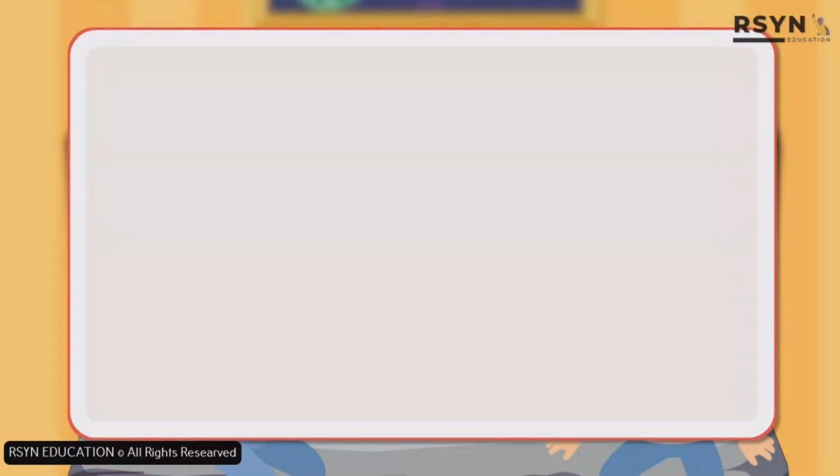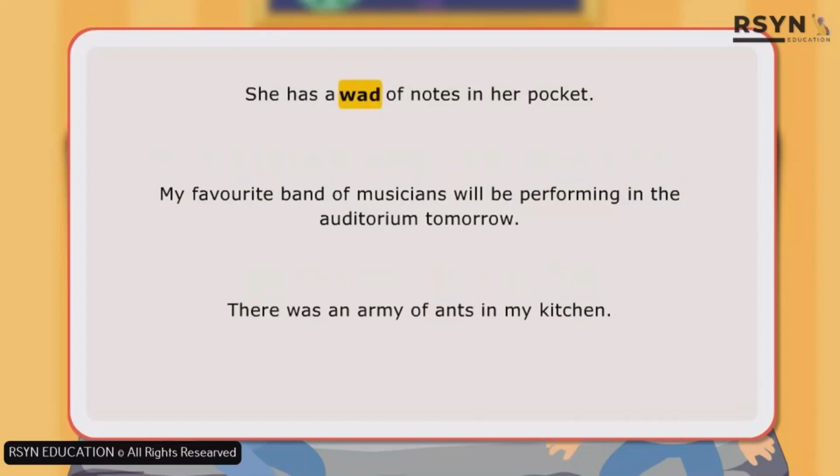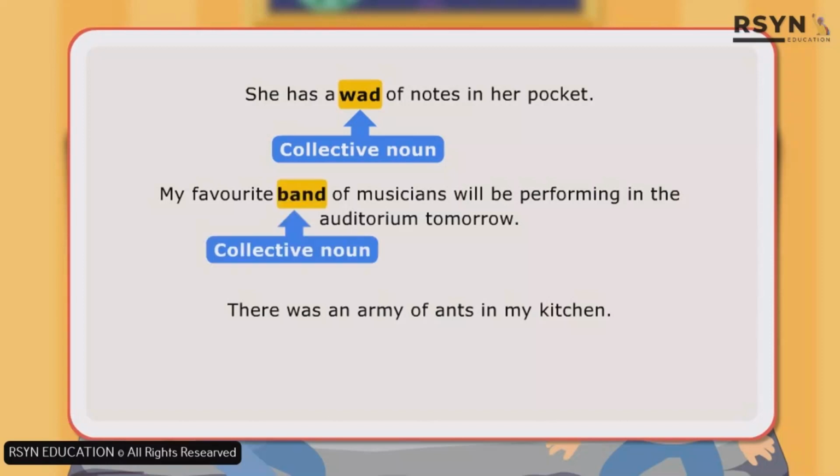Let us look at a few sentences. She has a wad of notes in her pocket. My favorite band of musicians will be performing in the auditorium tomorrow. There was an army of ants in my kitchen. In the first sentence, wad is a collective noun as it tells us about a number of notes taken together. In the next sentence, band is a collective noun as it tells us about a number of musicians performing together. In the third sentence, army is a collective noun as it tells us about a number of ants collectively.